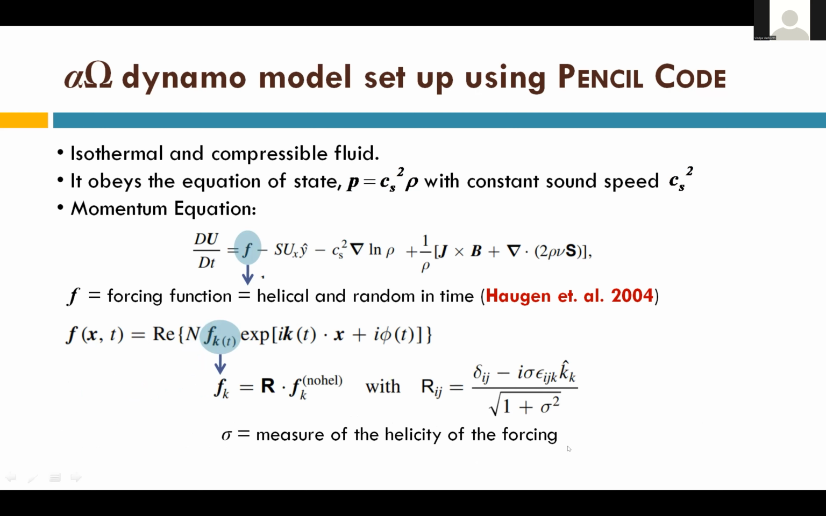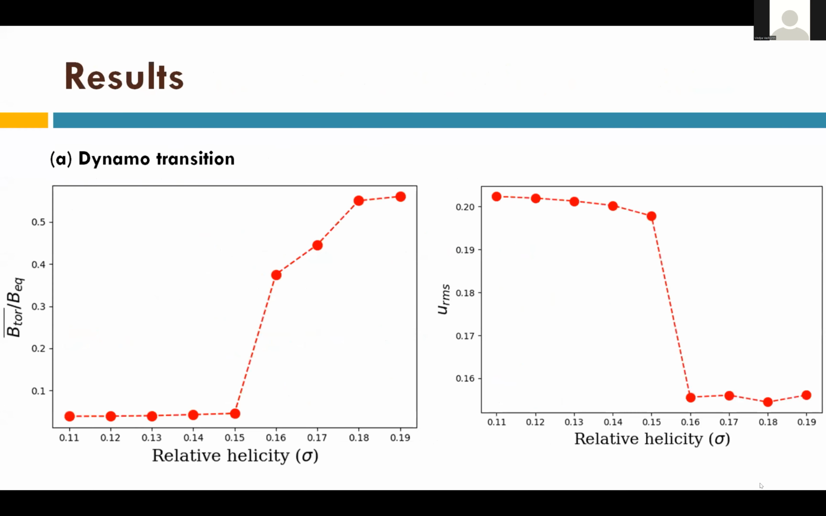Now, for studying the hysteresis behavior, we need simulations at different points. So for that, we change sigma to evaluate the dynamo transition as well as the hysteresis behavior. Now, let's discuss the results that I've got from that.